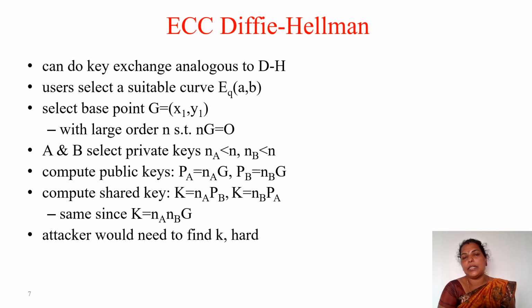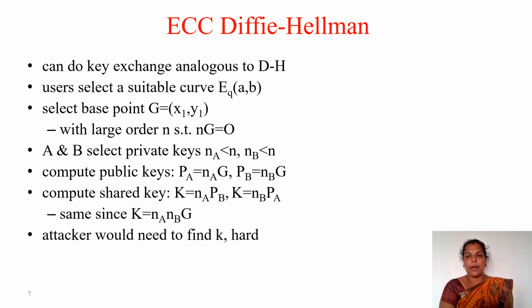Next is elliptic curve cryptography, which is similar to Diffie-Hellman. How is it similar, and what are the dissimilarities between Diffie-Hellman and ECC? Let us see. Here also we can do key exchange analogous to Diffie-Hellman.